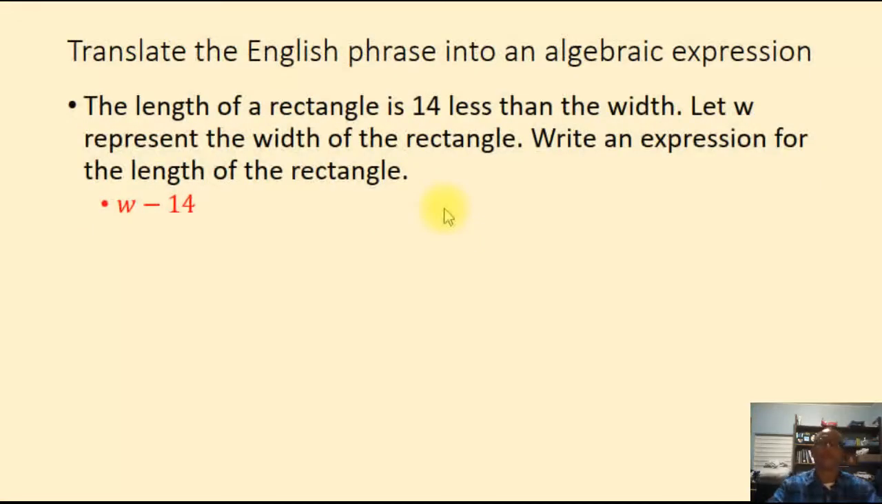The length of a rectangle is 14 less than the width. So 14, whatever unit, feet or inches, we're not focused on the units right now. It's just that it's 14 less than the width, whatever the units are. So let W represent the width of the rectangle. Write an expression for the length of the rectangle. Well, the length is 14 less than the width, so you have to subtract 14 from the width to get the length. And see, it's this what we have here. So make sure you can do this.